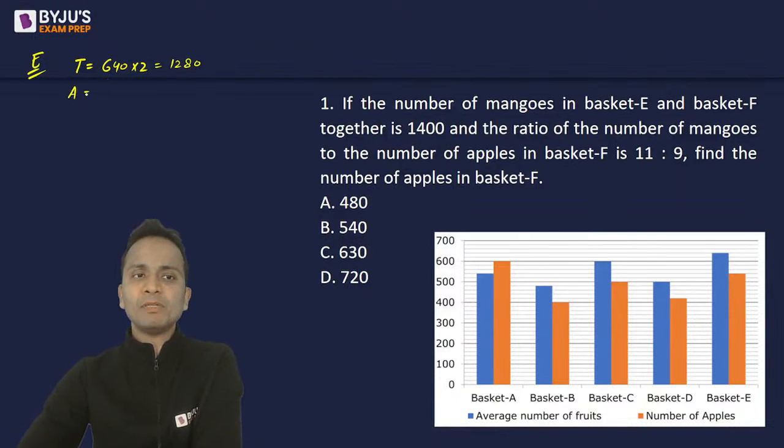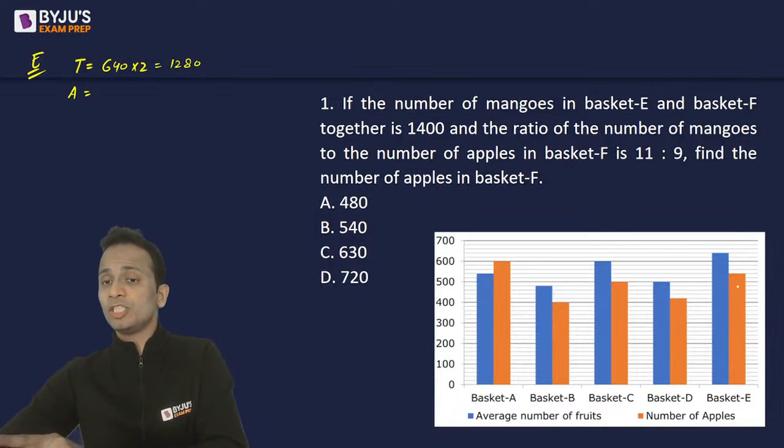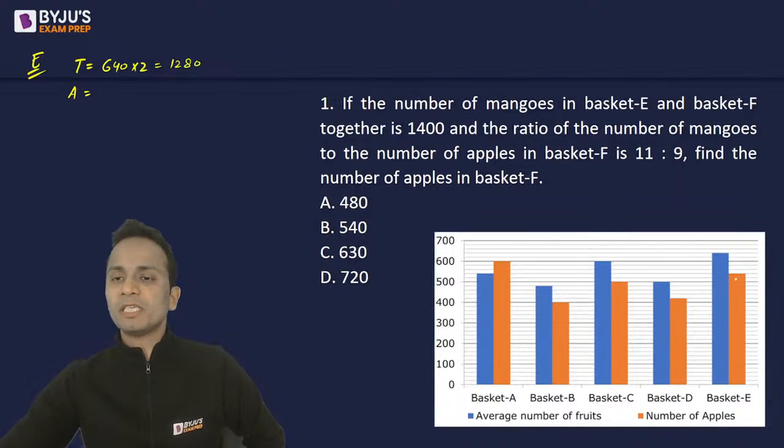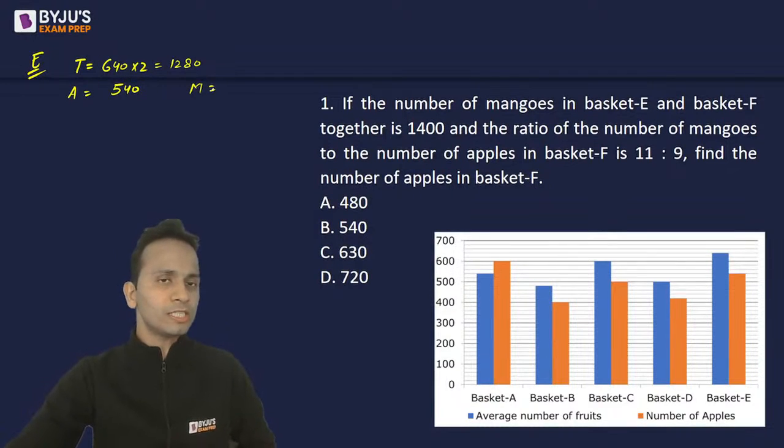Now number of apples from the graph, the orange bar, look at the orange colored bar. So number of apples in basket E is equal to 500, 520, 540. So it is equal to 540. So if total number of fruits is 1280 and apples is 540, I can calculate the number of mangoes in this basket.